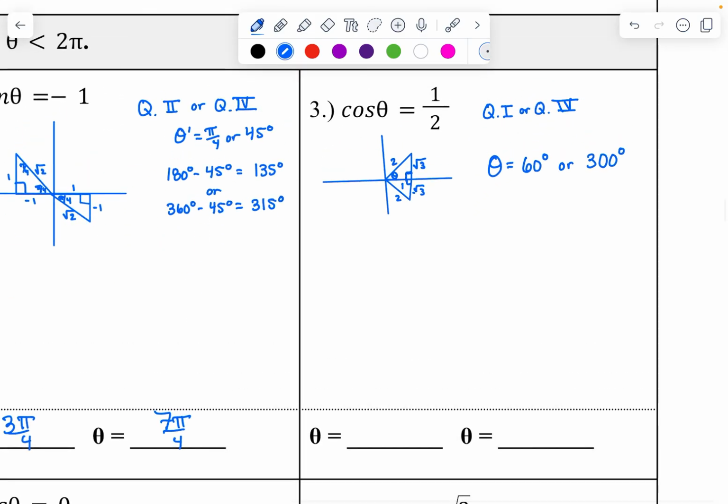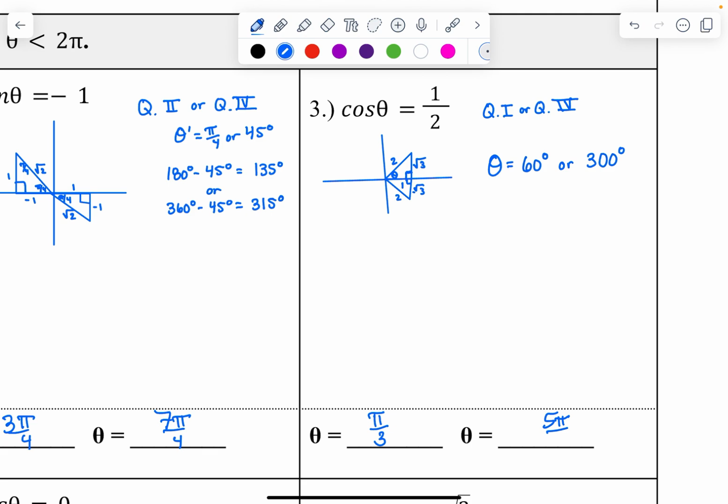Or in terms of radians, 60 degrees is pi over 3. And so 2 pi would be 6 pi over 3. So down in quadrant 4, it would be 5 pi over 3.